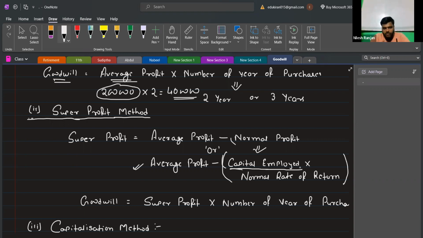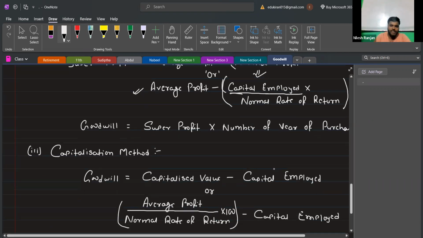Generally this formula is used where your total assets is not given. Your outside liability is not given, but generally it is given. So your formula is correct, you can use it for solving the question. It is total assets minus outside liability. Yes, sir. This is your capital.